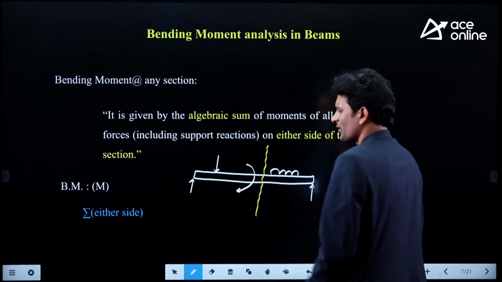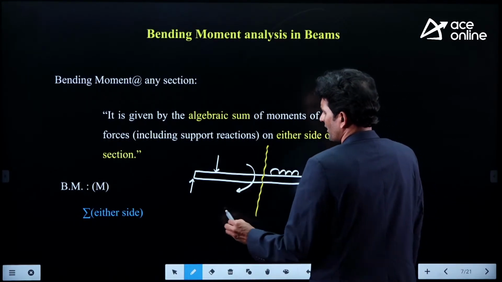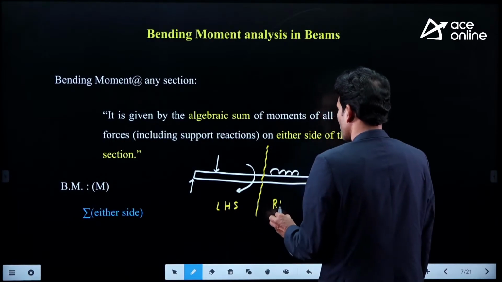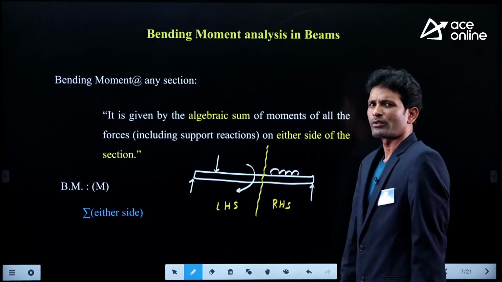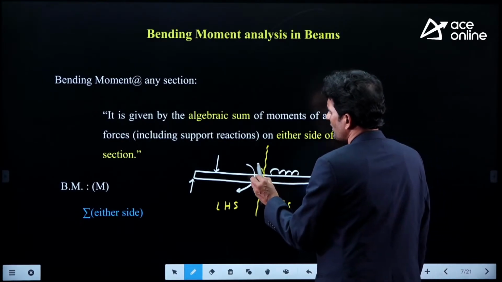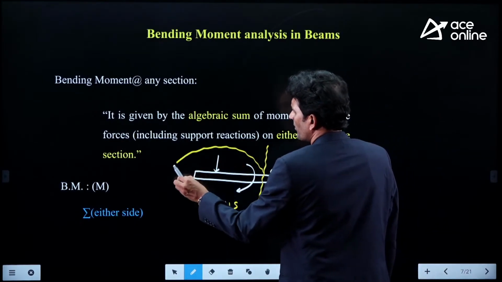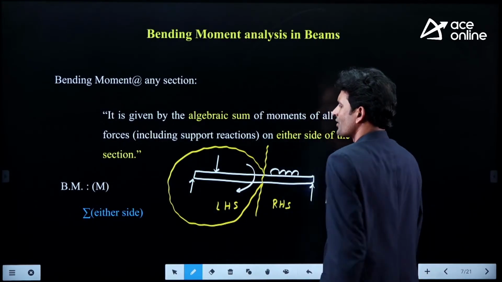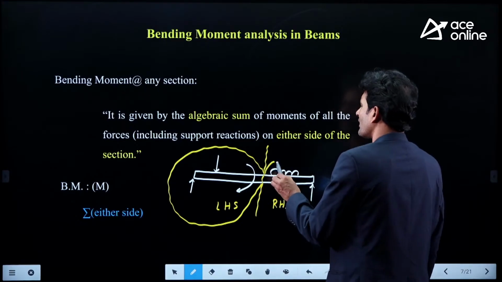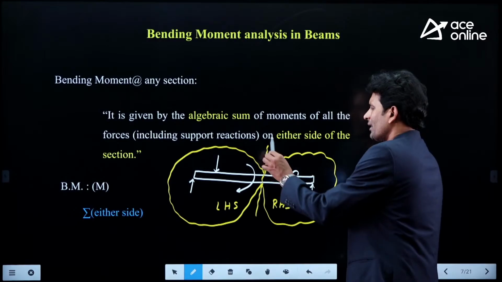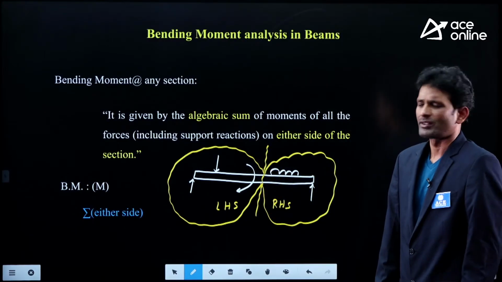Now, when I am taking the section, I have two possibilities. This is the left hand side of my section and this is the right hand side of my section. Now, how do you find the bending moment at this particular section? It is nothing but an algebraic sum of the moments of all the forces, either left hand side of my section or right hand side of my section. It gives the bending moment acting at this particular given section.